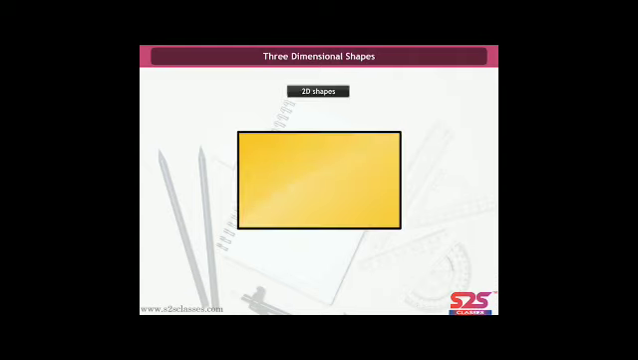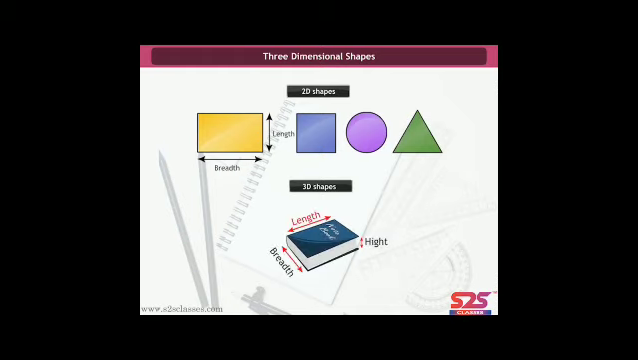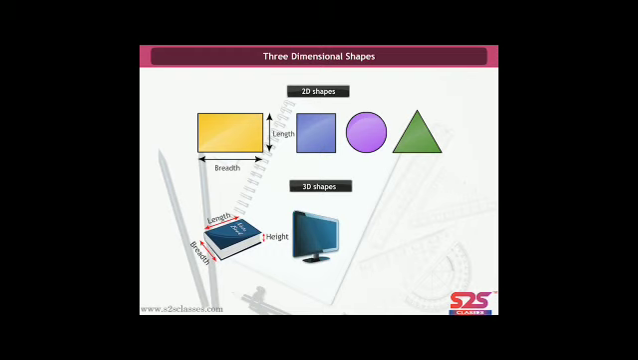Three-dimensional shapes. In the earlier chapters, we have studied about plane or flat shapes which have only two dimensions, namely length and breadth. Now we will learn about three-dimensional shapes or solid shapes. A solid shape has length, breadth, and a third dimension, that is height. We live in a three-dimensional world. Every object we see or touch has three dimensions. For example, a book, dice, television, water bottle, and so on.